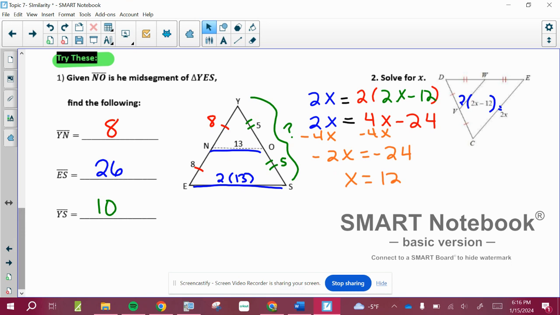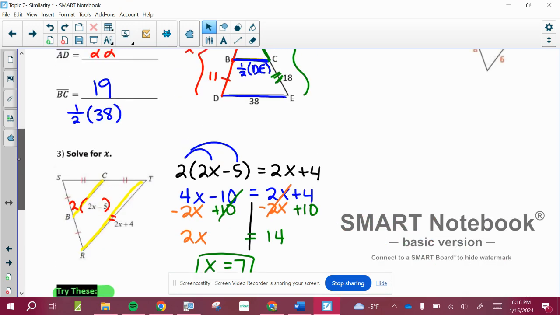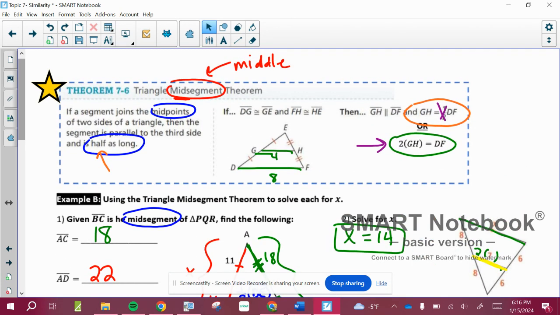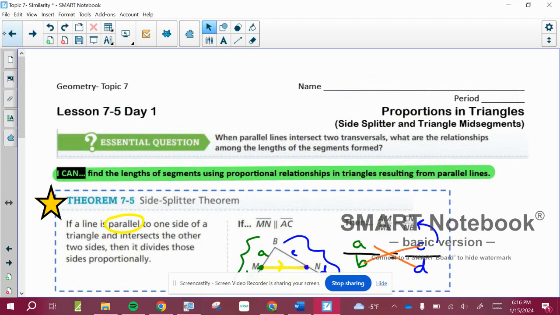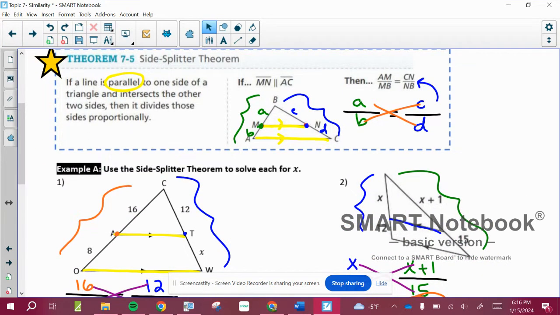Okay, so this video did cover a lot. It covered our two other theorems from lesson 7.5, which is the mid-segment, that segment that's exactly in the middle of the triangle, and then the side splitter theorem, which again does not have midpoints. It's not in the middle. It just divides the sides into two proportional parts.